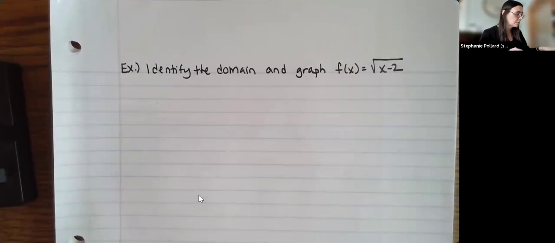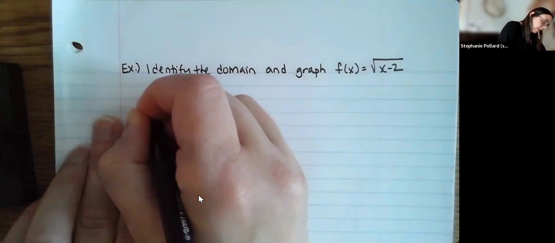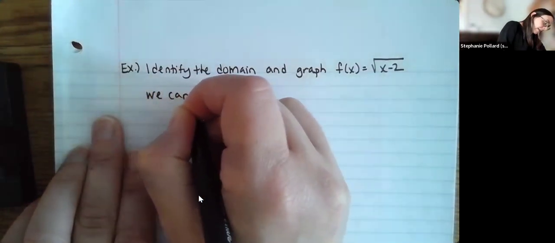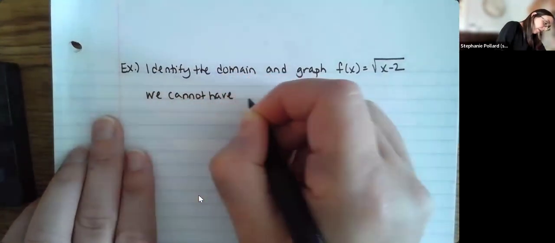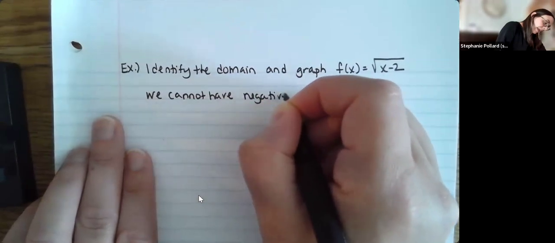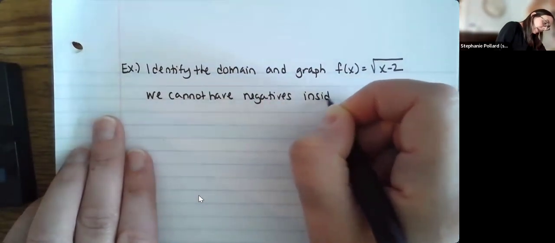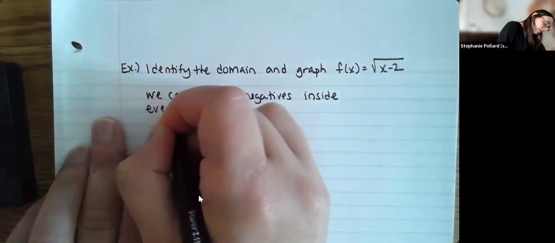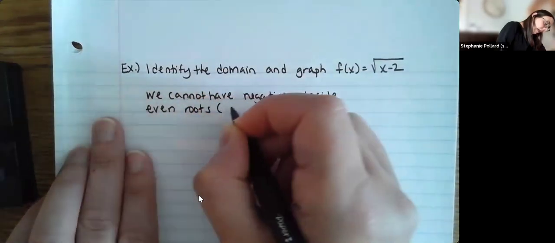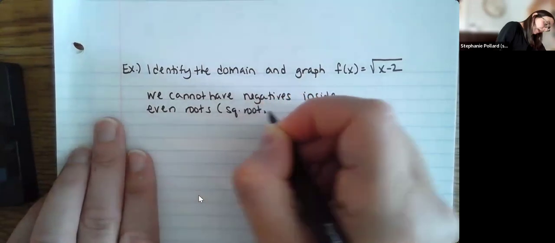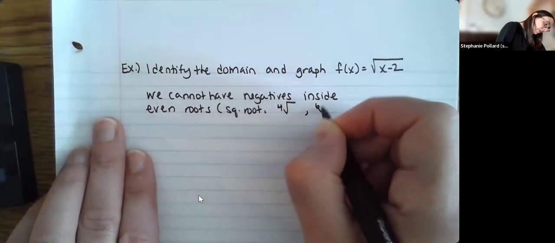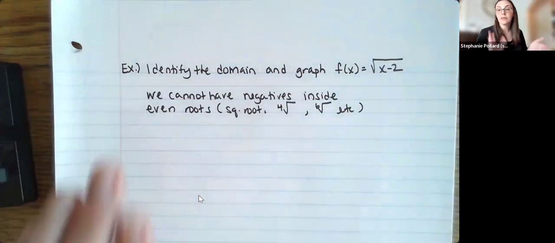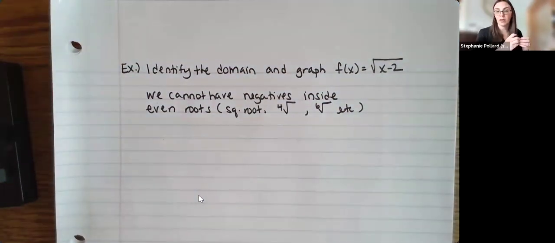So remember we talked about that we cannot have negatives inside even roots, right? So a square root, a fourth root, a sixth root, etc. Odd roots are fine, but even roots, you can't have a negative underneath. You get a value that's not real. It's an imaginary number for a square root. So for domain, we have to keep that in mind.